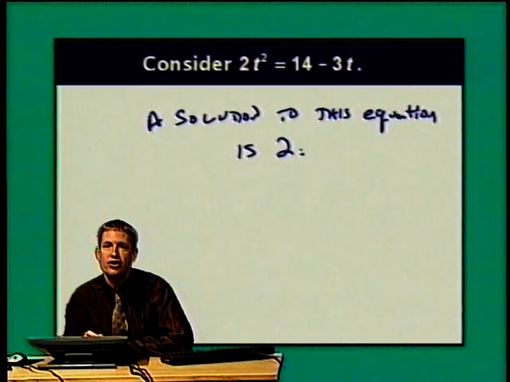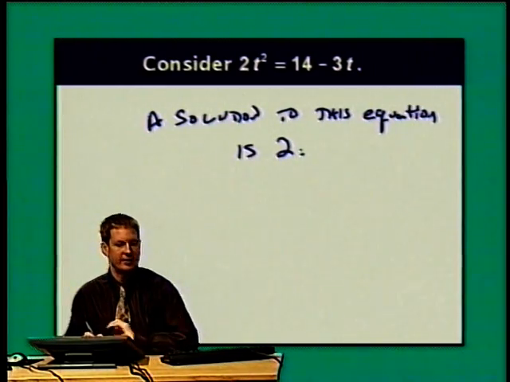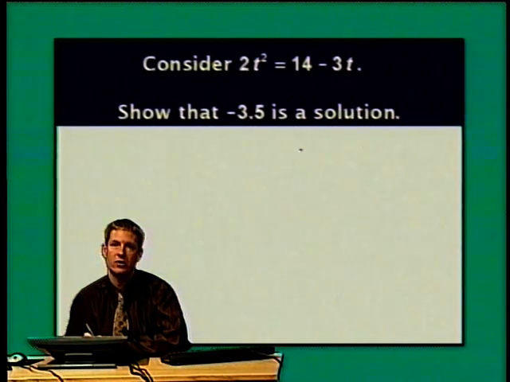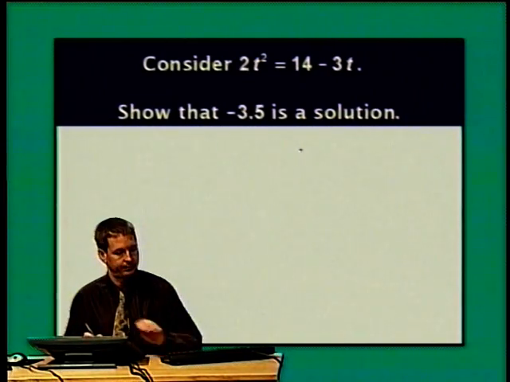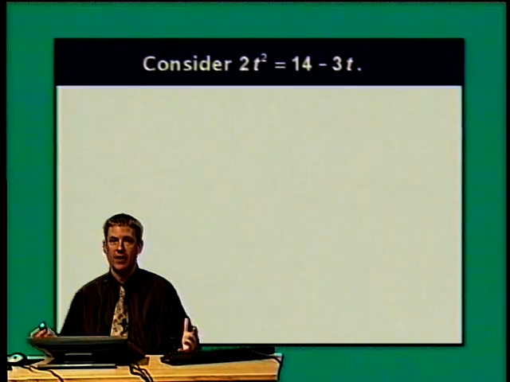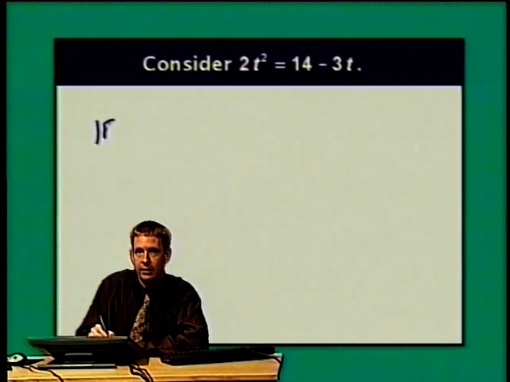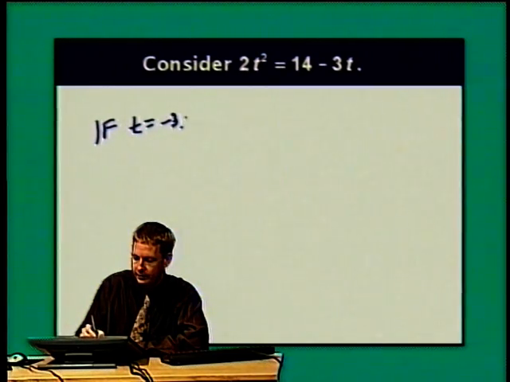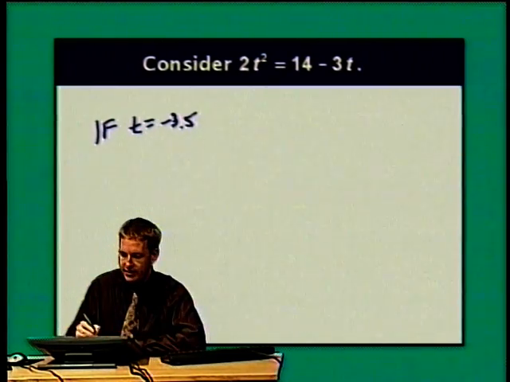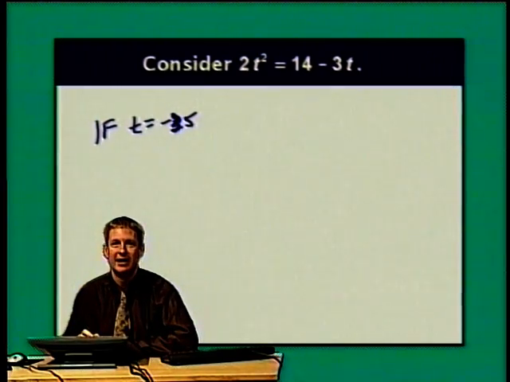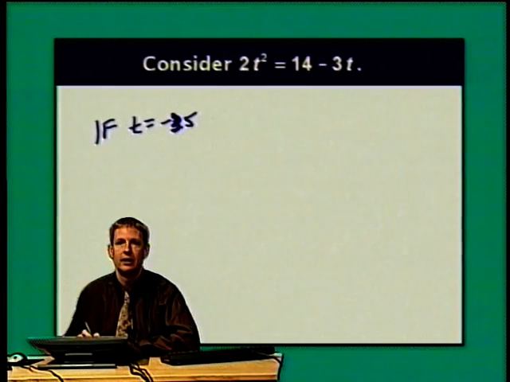It turns out that 2 is not the only solution to this equation. Let's show that negative 3.5 is also a solution. Again, I have a variable expression on both sides of my equal sign, so I'm going to have to evaluate both of these expressions if t is negative 3.5. Now I could do this evaluation using this decimal, but I think this is a good opportunity to review my fraction arithmetic.